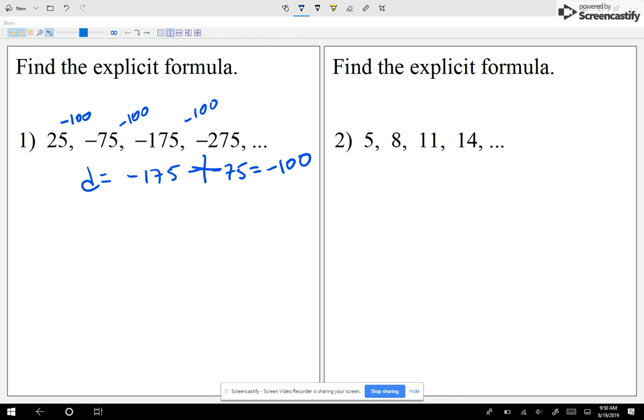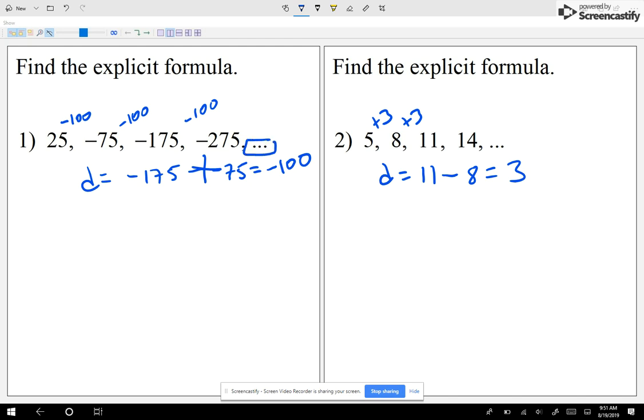So looking at example 2, for me to find the difference, any of those numbers, I'm going to pick 11 minus the previous number. Again, my difference is 3. So if you guys can see, each time I'm adding 3, 3, 3, 3, 3. So it's easy to find the difference on an arithmetic sequence. Arithmetic sequence means I'm adding or subtracting the same number over and over and over.